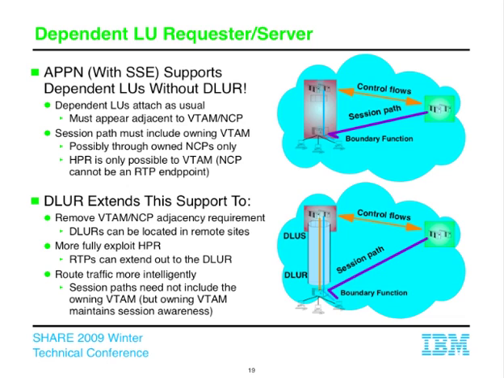And the way we decided to do that was to establish a set of LU 6.2 sessions between the dependent LU server, the owning VTAM, and the dependent LU requester, whatever node is basically taking the place of the NCP boundary function.